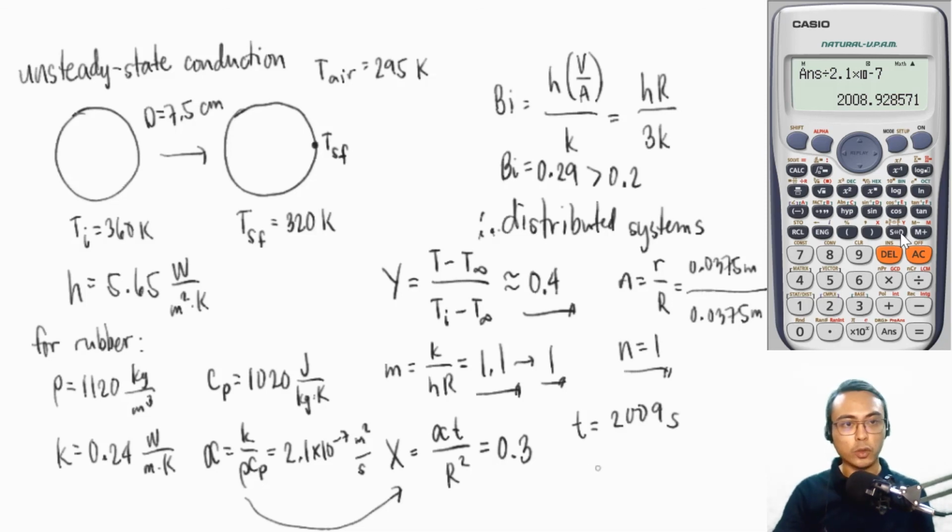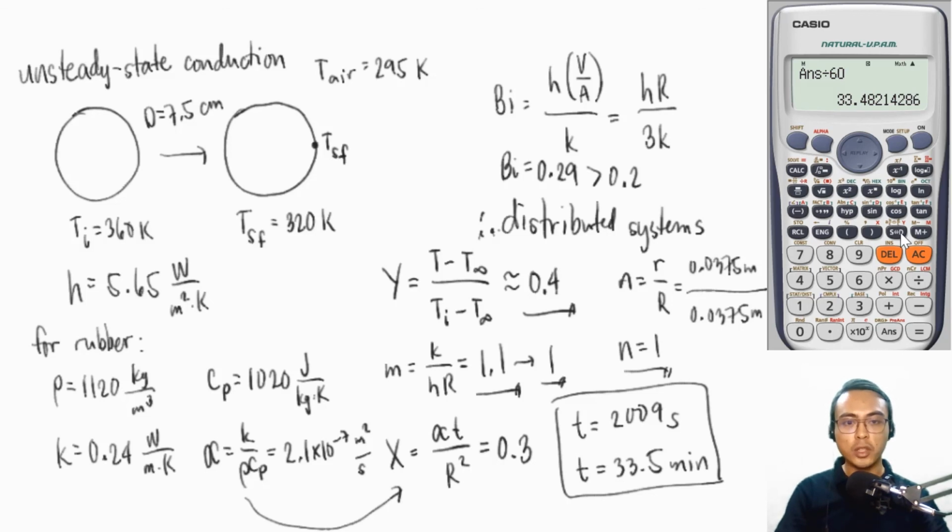If we convert that to minutes, that would be 33.5 minutes. We have achieved the requirement of the problem, which is to determine the time elapsed. This is how we use the Heisler charts in order to simplify our solution for lumped systems. And also, that is how we utilize the principles of natural convection in order for us to come up with the value of the heat transfer coefficient, which is useful in unsteady state conduction.